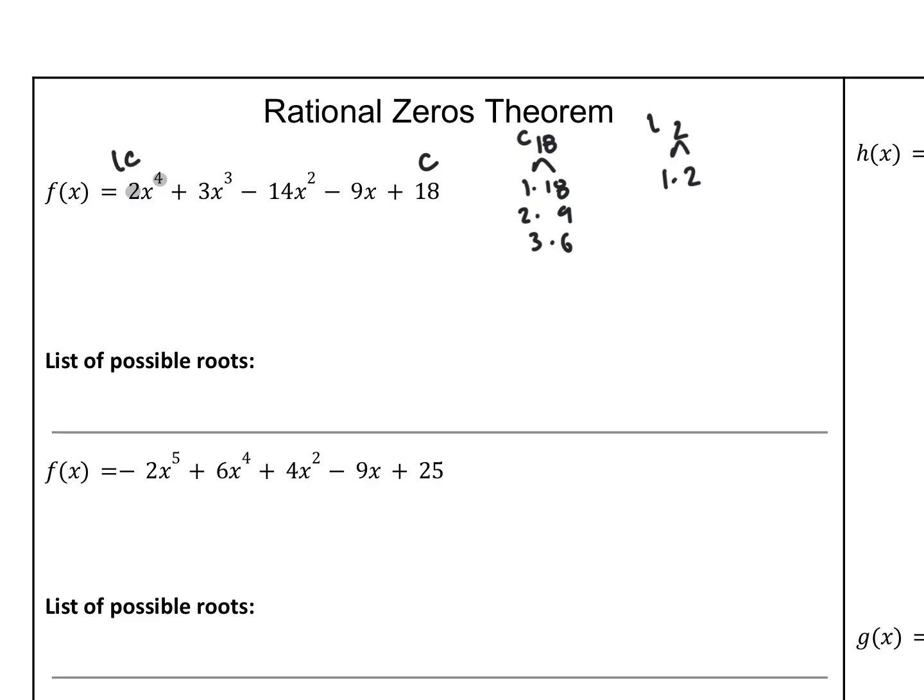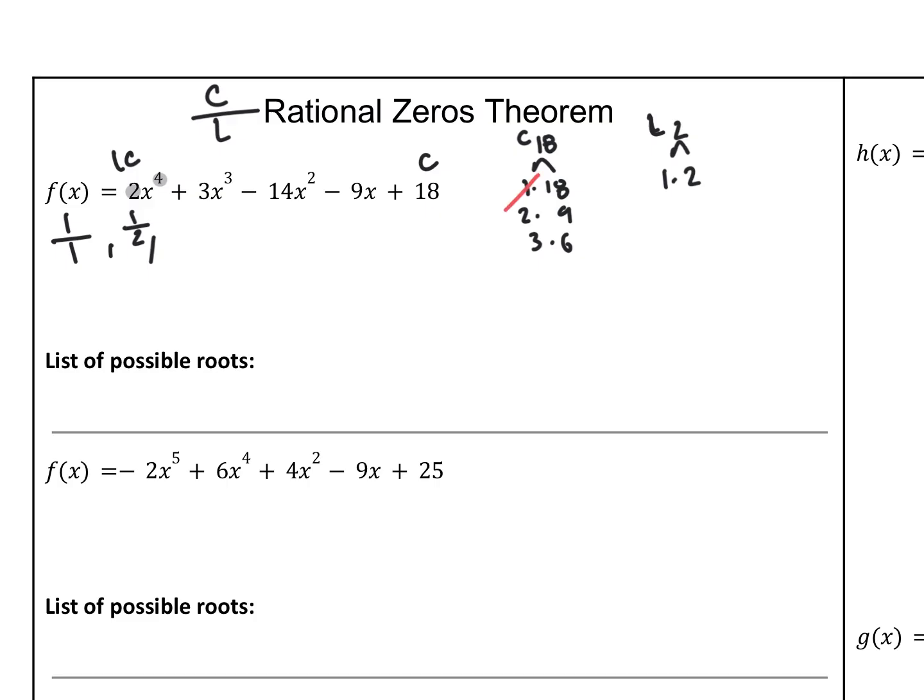We're going to do a rational, that means a fraction, where the constant goes first and then the leading coefficient goes next. Constants on top, leading coefficients on the bottom. So we're going to start with the 1 on the constant, and it's going to go on top of this 1 and on top of that 2. So 1 over 1, 1 over 2. We took care of that one.